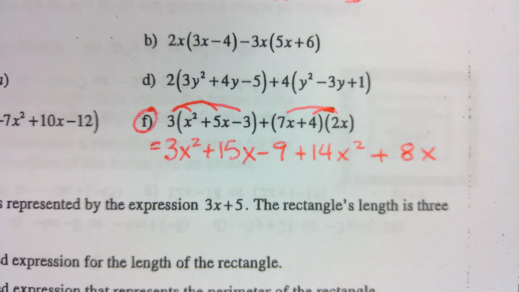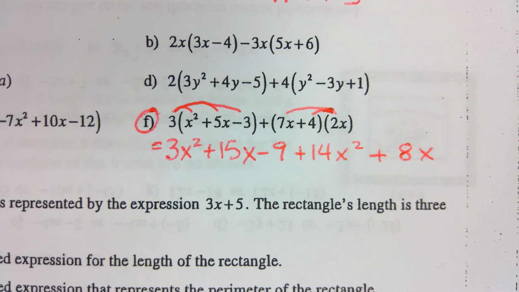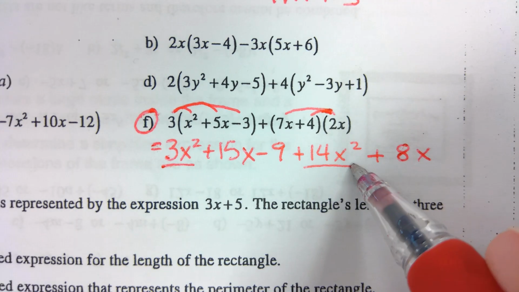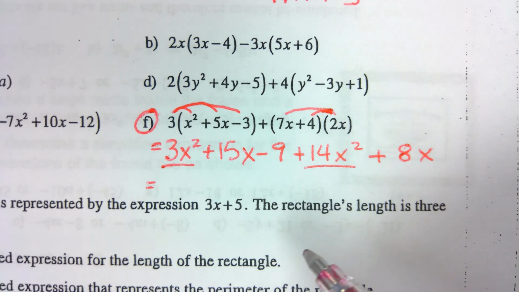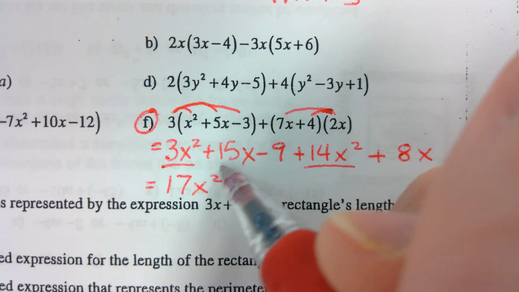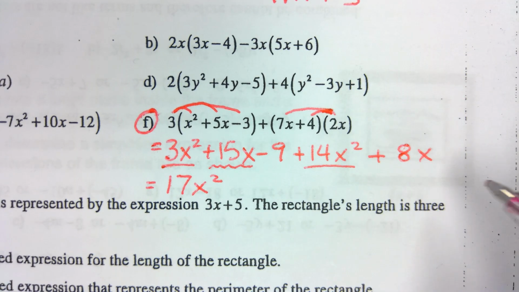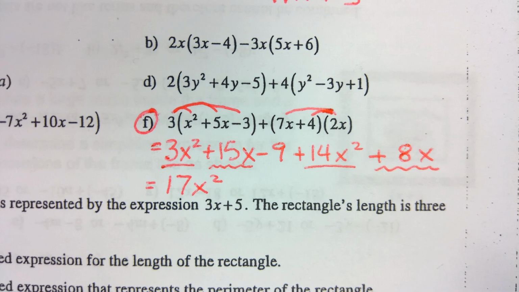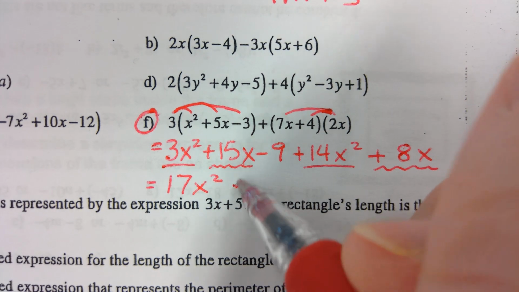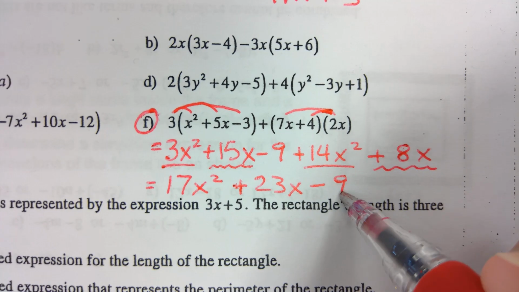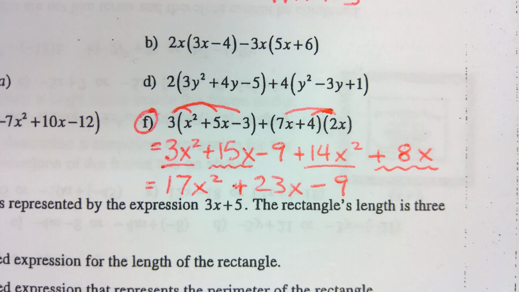Okay. And then to collect the like terms, 3x squared goes with the 14x squared, so you get 17x squared. 17x squared, not just 3x squared. Okay. 15x and the 8x gives plus 23x, and then lastly minus 9. Good job. Yay.